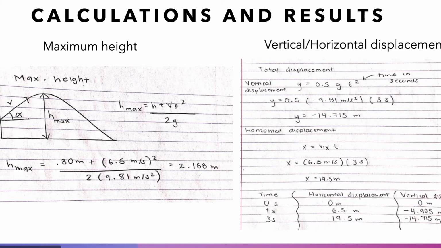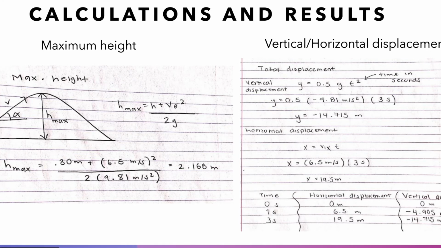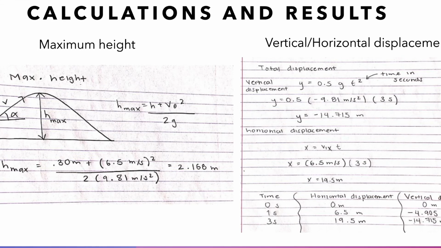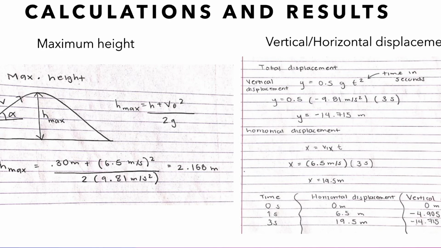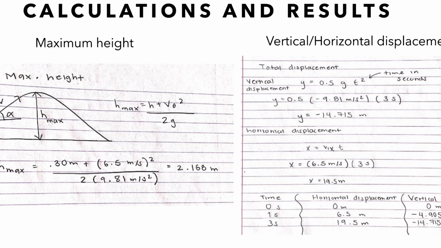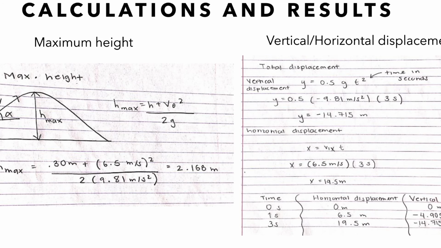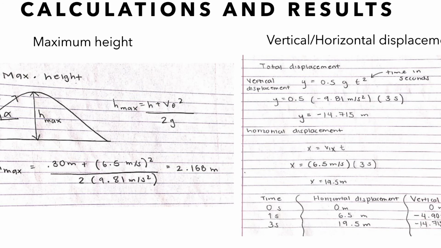So we have a little chart with the values. For example, if our time was 0 seconds, our horizontal and vertical displacement was equal to 0. If the time was 1 second, our horizontal displacement was equal to 6.5 meters, and our vertical displacement was equal to negative 4.905 meters. And if the time was 3 seconds, as we calculated, our horizontal displacement was 19.5 meters, and our vertical was negative 14.715 meters.